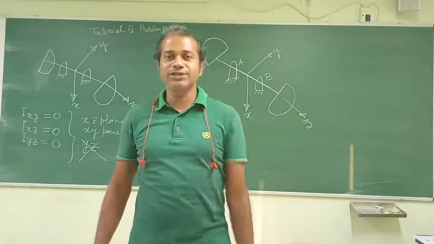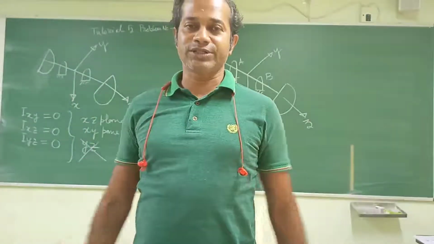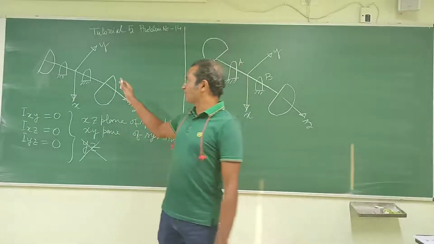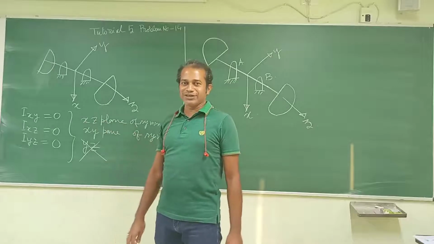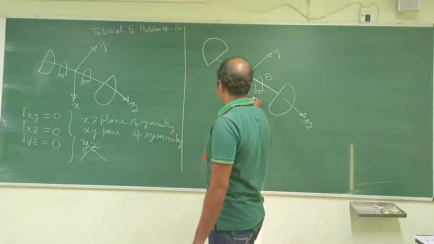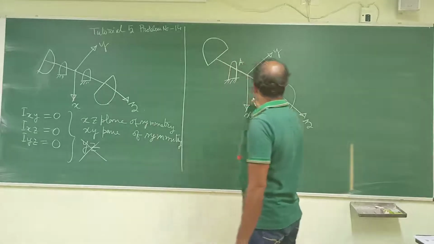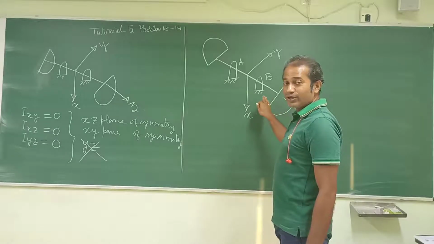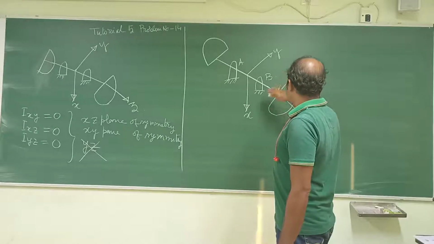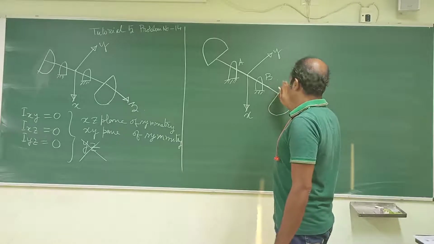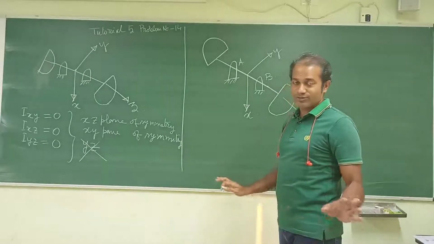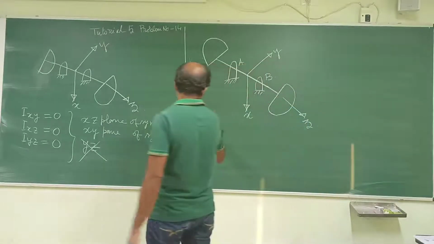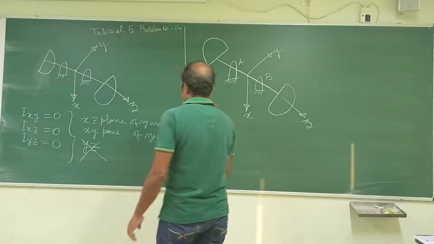Only with two planes of symmetry can you ensure that all three products of inertia are going to be 0. Okay, now once this problem is done, we are going to check which plane of symmetry is not available over here. Can we get a yz plane of symmetry over here? No, we are not going to get a yz plane of symmetry. If the disc is circular, then the yz plane of symmetry is going to be there. Otherwise it is not going to be there. So the yz plane of symmetry is not there.